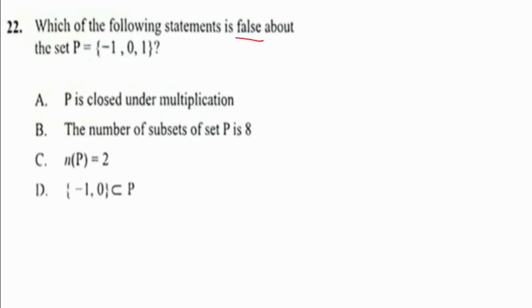The first option, which is A, says that P is closed under multiplication. How do we verify that? We cannot just look at it with our eye and say that that is true. So what does closure mean? If they say P is closed under multiplication, it means that by multiplication, all the answers we get should be members of P. So let's test that and see whether it is true.